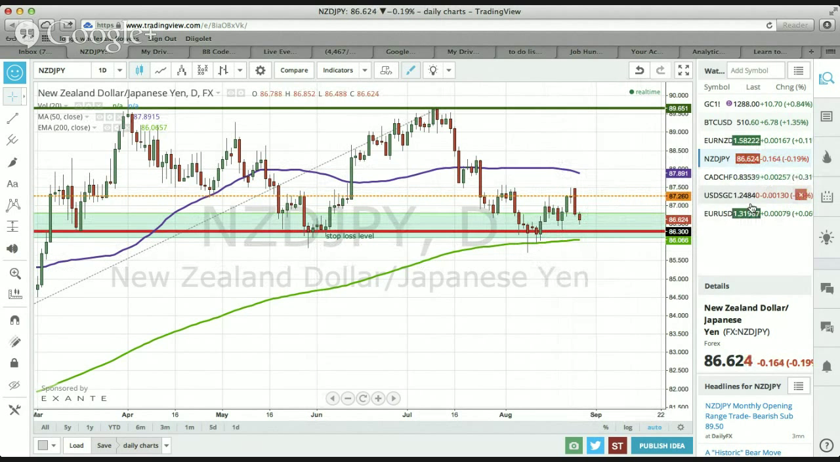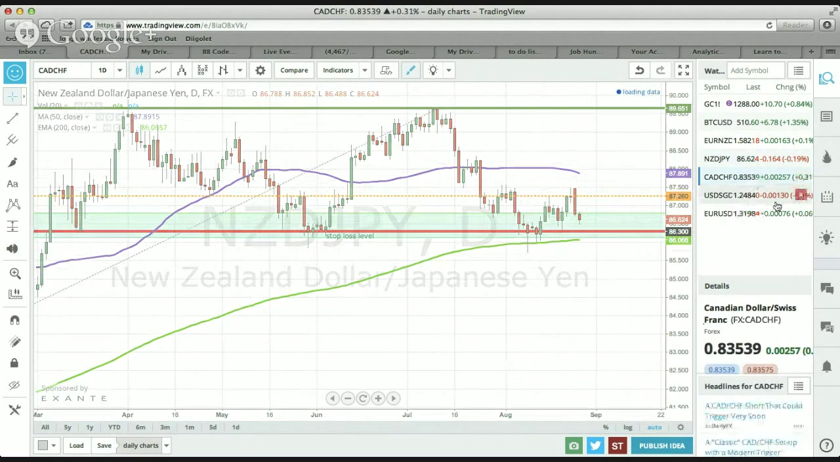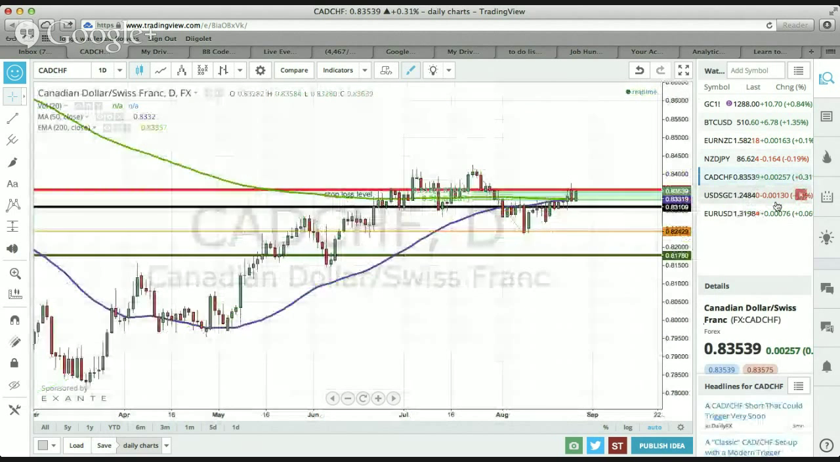Okay, Canada-Swiss. I did have this trade. This trade was closed out. I just wanted to discuss it a little bit.